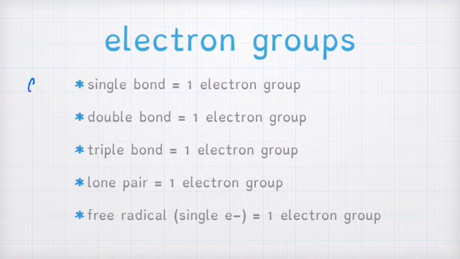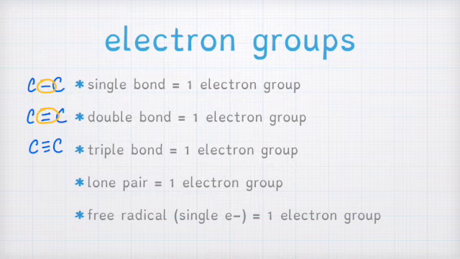If you have a single bond between two atoms, that is one electron group. If you had a double bond between two atoms, that is also one electron group. If you have a triple bond between two atoms, that is also a single electron group. So we're not counting the number of bonds, we're counting the number of bonding groups that occur between two atoms. If you have an element with a lone pair, that lone pair is an electron group. And then, as I've said before, if you happen to have a single electron, it would also be an electron group.